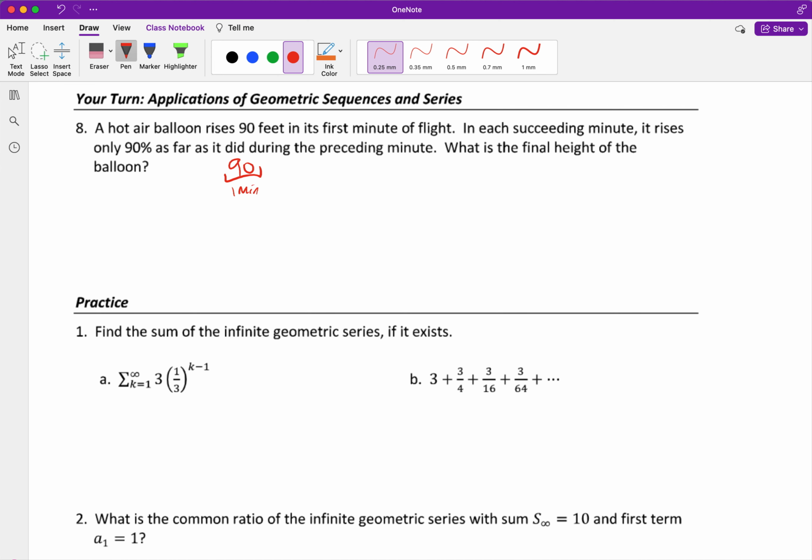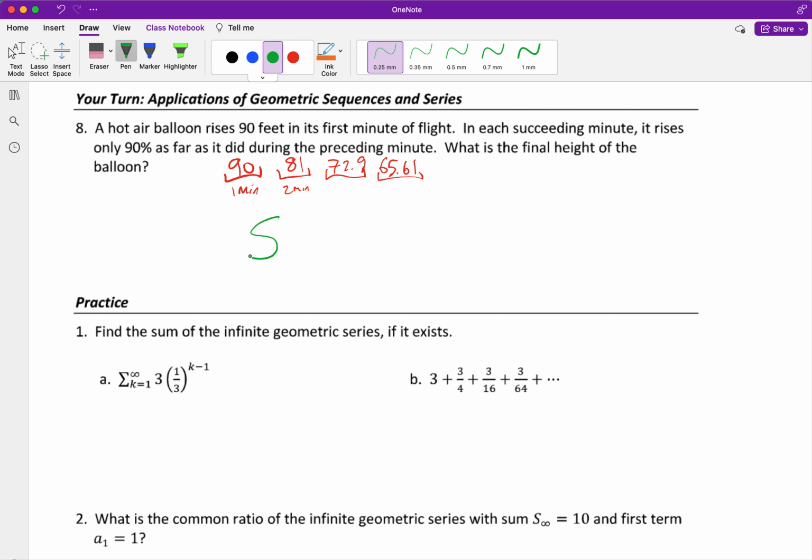Okay, I'm over it. Here's the first minute, 90, right? Next one is going to be 90% of that. So that's going to be 81, right? So this is going to be the second minute. Then we're going to get 72.9, and I'm just coming up with a sequence just to get us to understand what's going on here. Then 65.61, and so on and so forth, right? For the third minute and the fourth minute. So eventually, it's going to stop rising any meaningful amount, right? If I just went forever here.